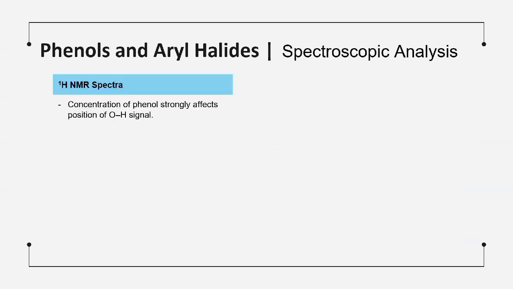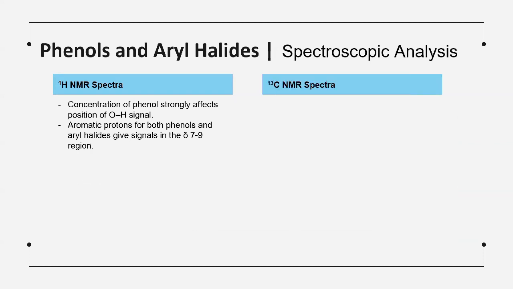Next is for the HNMR spectra. So the OH signal is strongly affected by the concentration of the phenol sa sample natin. And in addition, the aromatic protons for both phenols and aryl halides give signals in the delta 7 to 9 region. For CNMR spectra, so carbon atoms of the aromatic rings appear in regions delta 135 to 170.